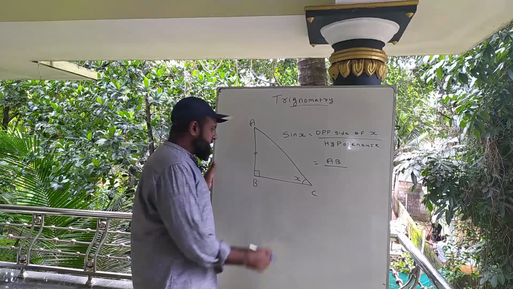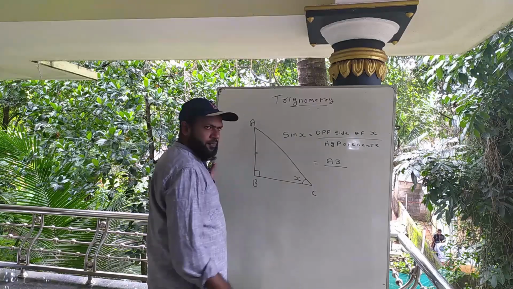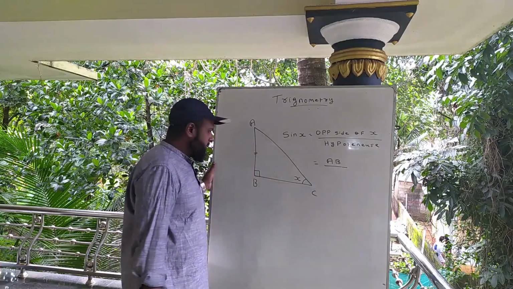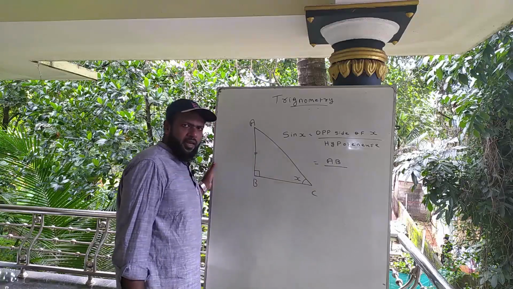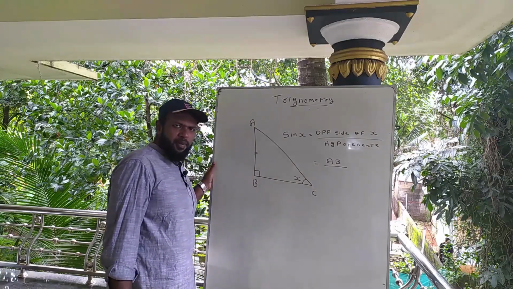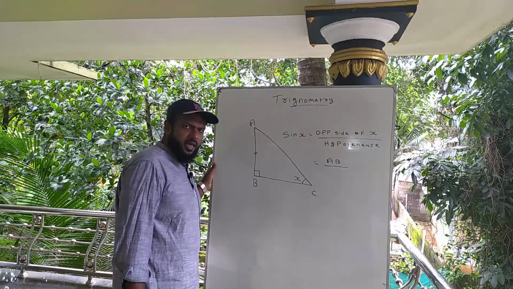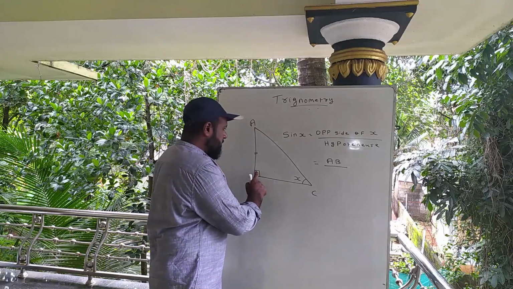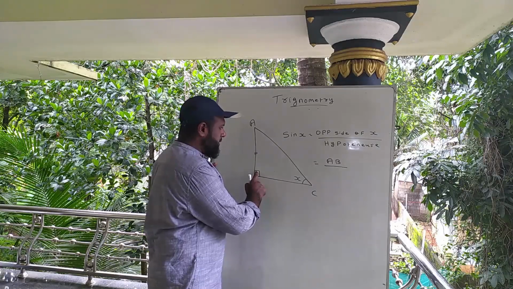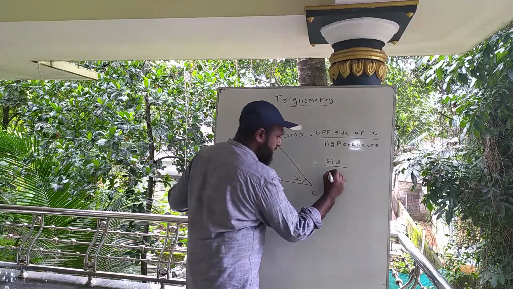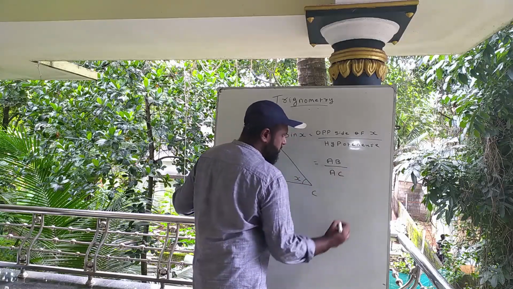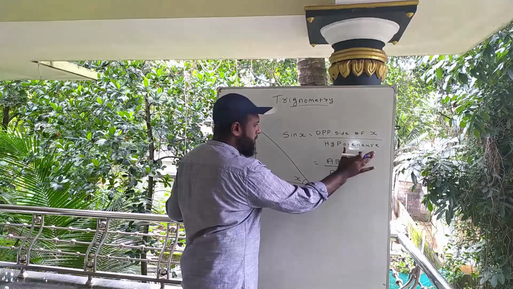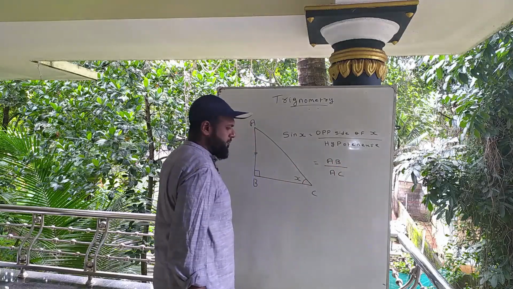Hypotenuse means the side opposite to right angle, that is the side opposite to 90 degree of a triangle. Here the right angle or 90 degree is angle B. So the opposite side of angle B, that is hypotenuse, is AC. So sin X equal to opposite side of X by hypotenuse equal to AB by AC.